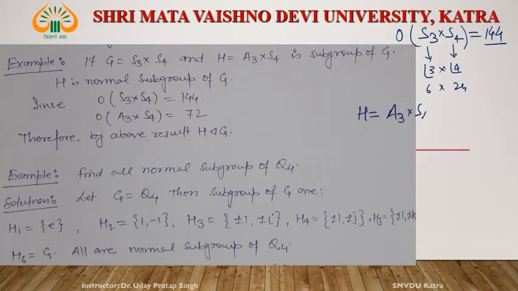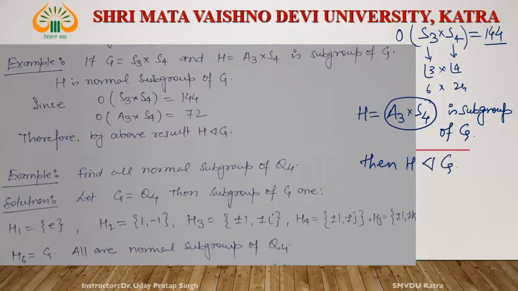Then if we consider H equal to A3 cross S4, what is H? This is a subgroup of G. Then this H is a normal subgroup of G. Why? Evaluate the order of G by H. What is the order of G by H? What is G? S3 cross S4. And what is H? A3 cross S4. What is the order of S3 cross S4? 144.